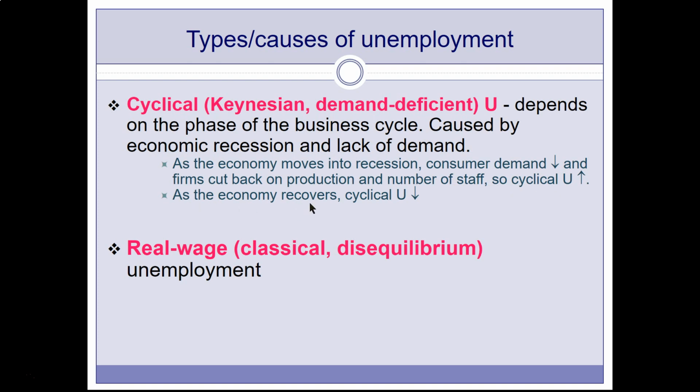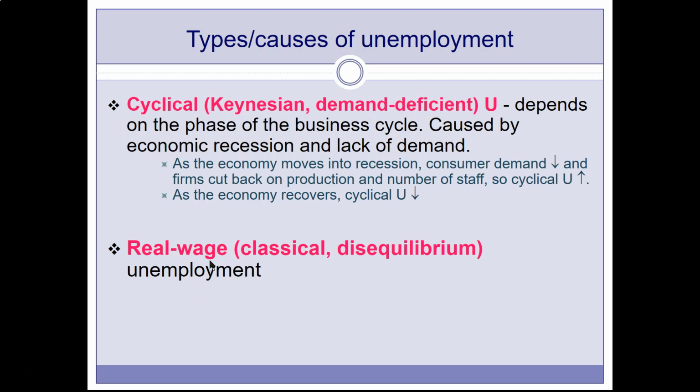As the economy recovers, cyclical unemployment, which depends on the stage of the business cycle, will go down. There will be stronger demand, companies will start to expand, they will increase their production, they will start hiring new workers, and as a result, there will be less unemployment in the society. This is what we call cyclical unemployment. This is within our control, and we can eliminate this because we can manipulate the business cycle.